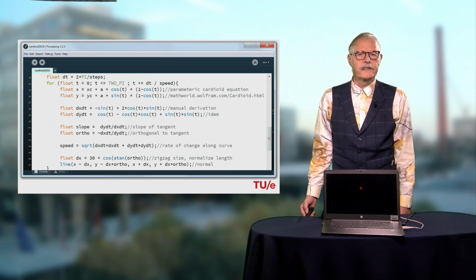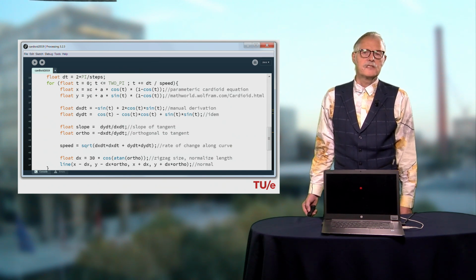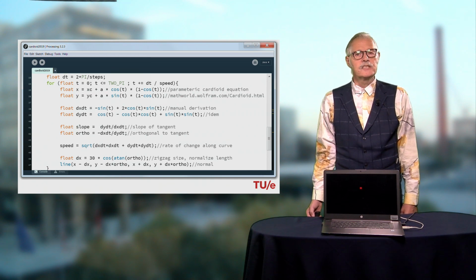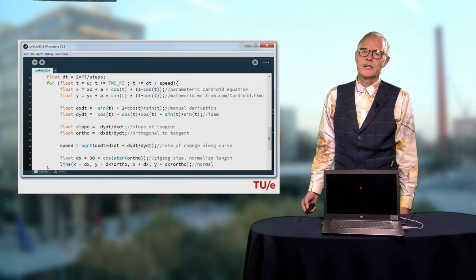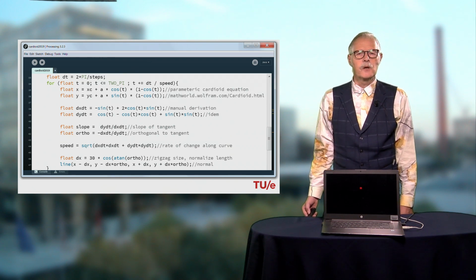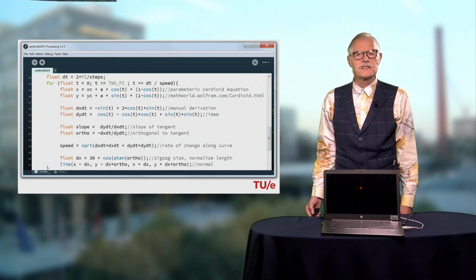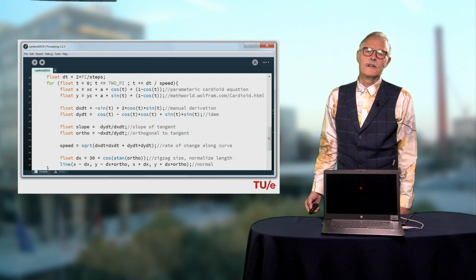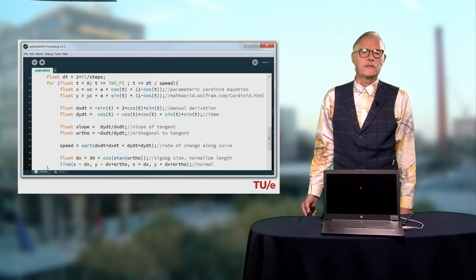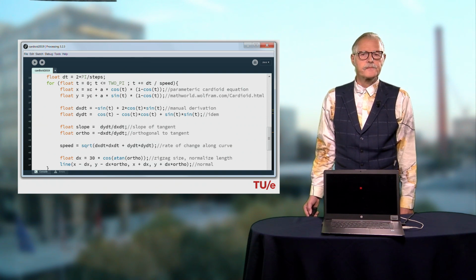Here you see that the program is essentially as before, calculating x and y, the derivatives, dx dt, dy dt, then we get a slope, the orthogonal direction. And here you see the speed. The speed is like a kind of Pythagoras formula working on the dx dt and the dy dt. And this speed tells how fast you travel along the curve when you increment x.